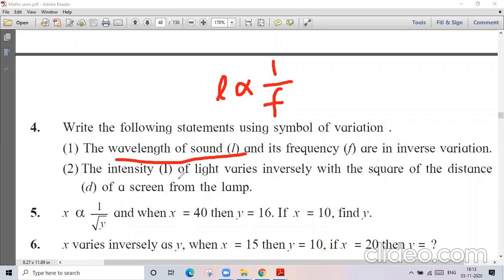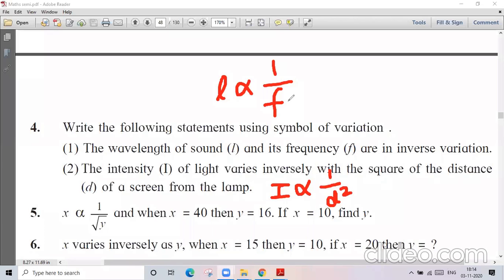Then intensity of light, I. Intensity of light varies inversely with the square of the distance d, that means 1 upon d square. Understand, the square of the distance d, 1 upon d square.